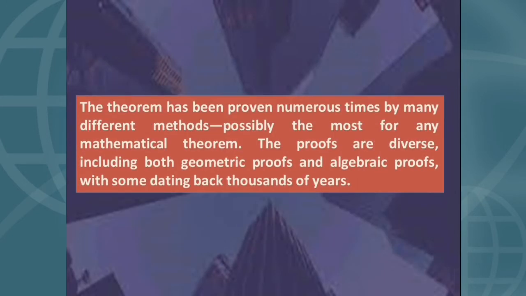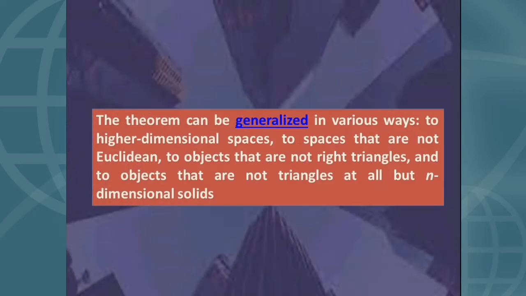The theorem has been proven numerous times by many different methods, possibly the most for any mathematical theorem. The proofs are diverse, including both geometric proofs and algebraic proofs, with some dating back thousands of years. The theorem can be generalized in various ways: to higher-dimensional spaces, to spaces that are not Euclidean, to objects that are not right triangles, and to objects that are not triangles at all but n-dimensional solids.